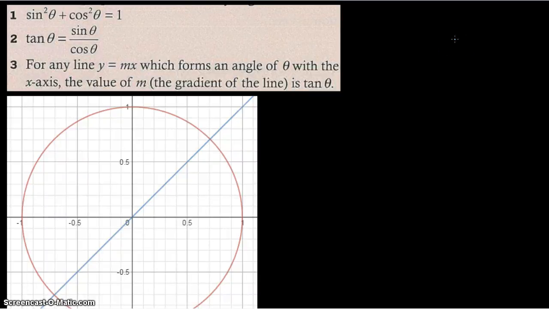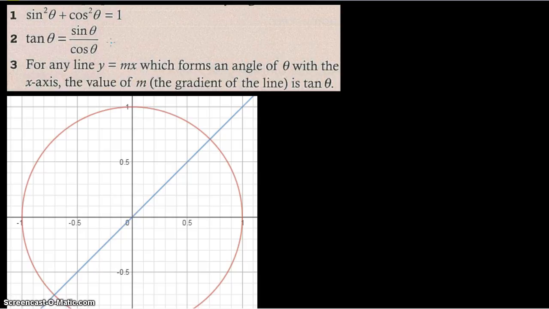Hi, in this video I'm gonna go over three things with you guys. The first one is sine squared theta plus cosine squared theta is equal to 1. I'm gonna show you guys how to get that. And then I'm gonna show you guys tangent theta is equal to sine theta over cosine theta. This might be a property that some of you guys already knew. Right? So for some of you guys, that might not be something new.